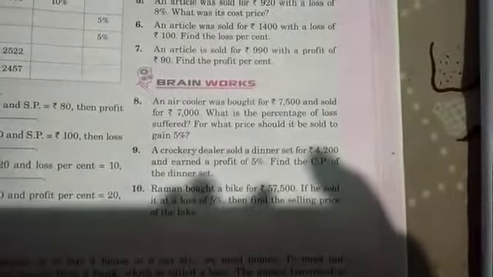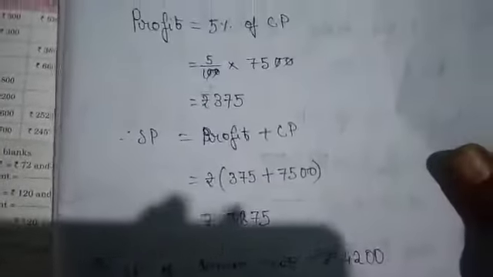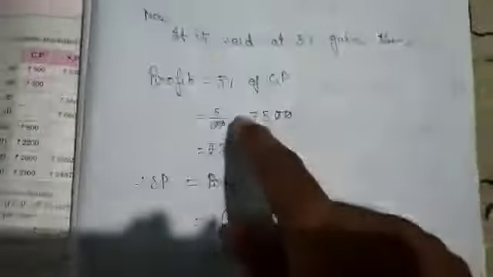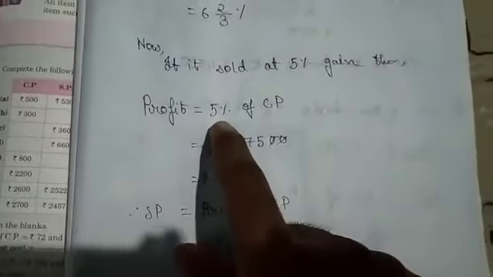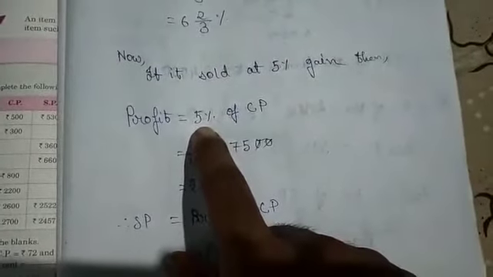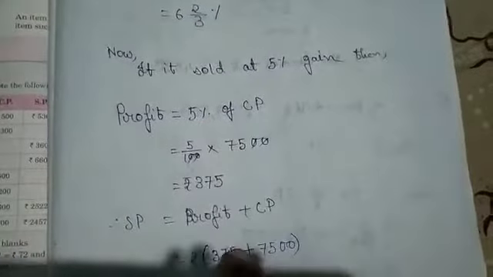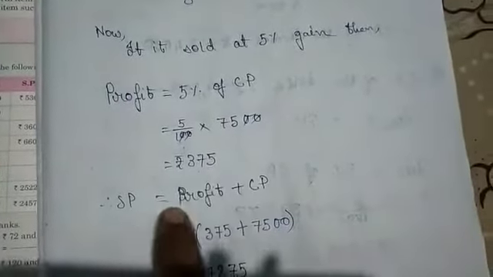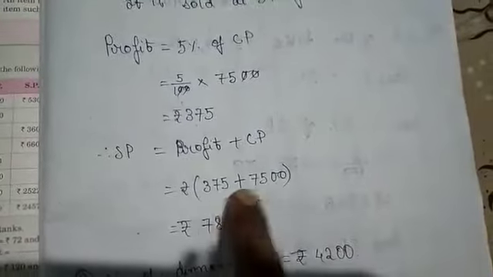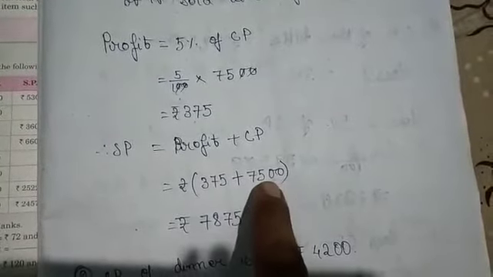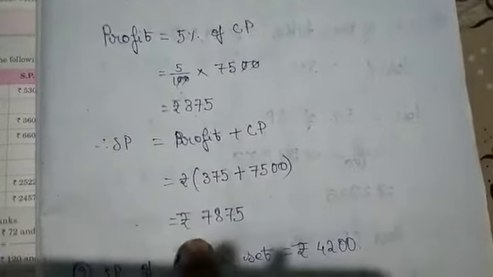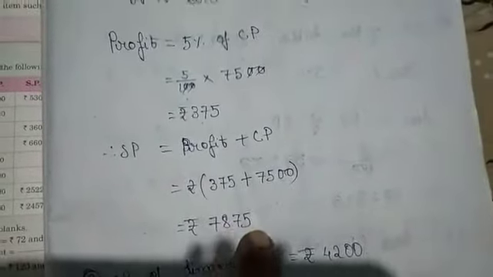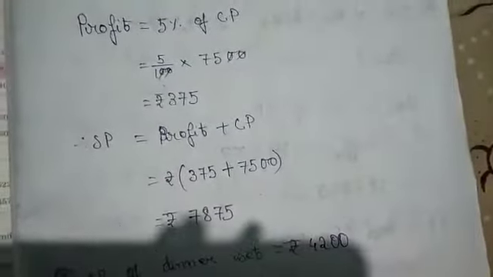Now they have asked the second question, for what price should it be sold so that it gains a profit of 5%. First we have to find out 5% of CP. So 375. Now selling price should be CP plus profit. So cost price was 7500, plus 375. That is, if it was sold at 7875, there would have been a profit of 5%.